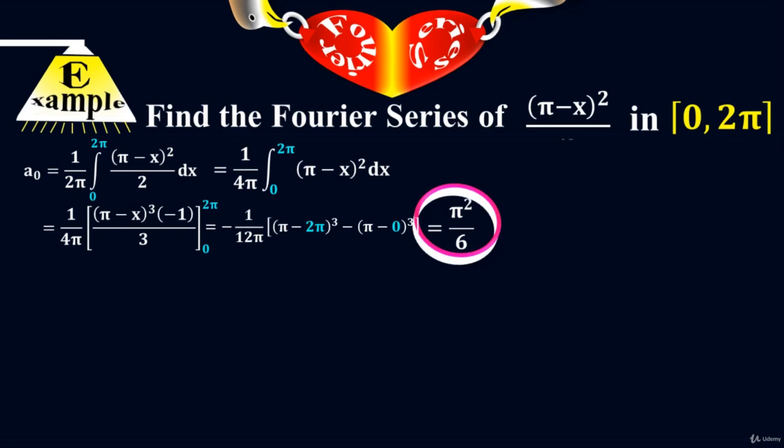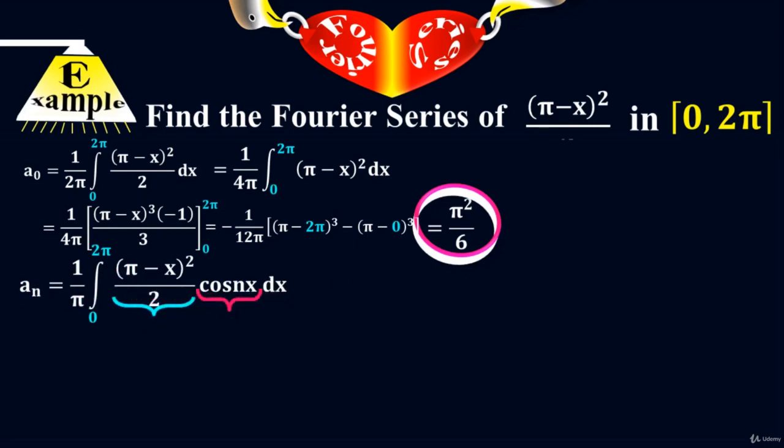Now for a sub n, which equals 1 over pi times the integral of (pi minus x) whole square over 2 times cos nx dx. Take 1/2 outside of the integration. I have the product of two functions. One is the algebraic function and the other is the trigonometric function. So I'm going to do the integration by parts process here. Normally we use this formula to do the integration by parts, but since I have one algebraic term, which is (pi minus x) whole square over 2, I'm going to apply the other method.